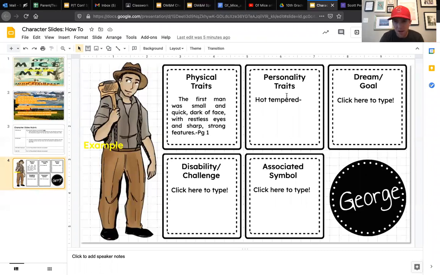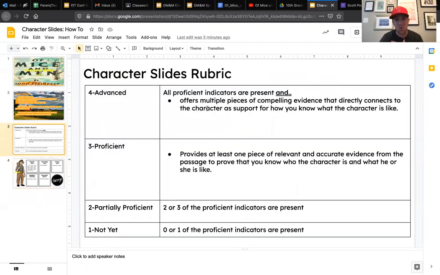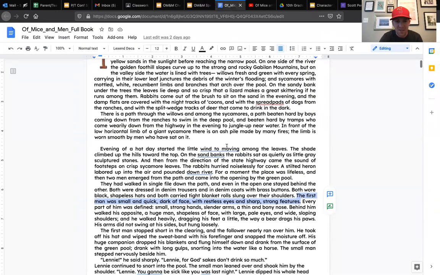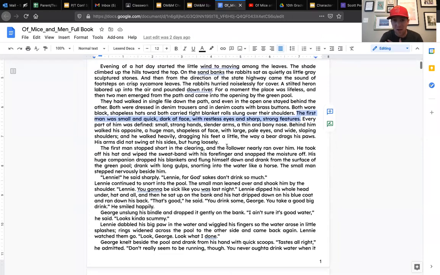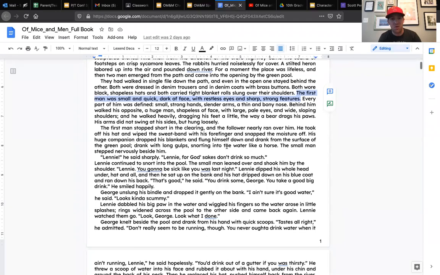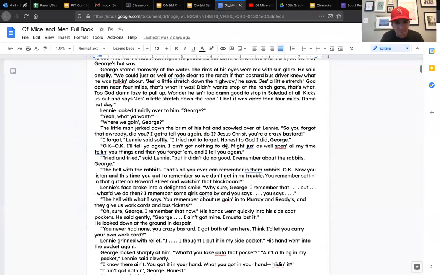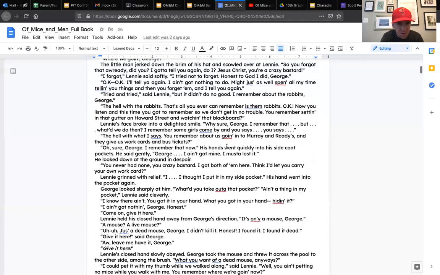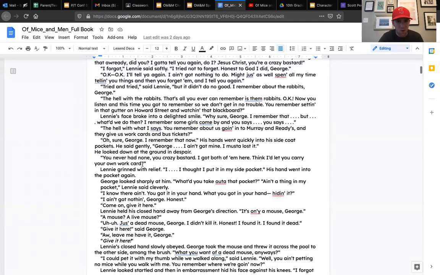And then we need to know personality traits. I know that George, having read this book several times, is hot-tempered. Now I need to find passages if I want to score a 4 from multiple pieces of evidence. I need to find passages that show him being hot-tempered. So I'm going to scan, having read this already. I would say read it once and then go do this work. And look for him being kind of angry. Ooh, right here. "You never had none, you crazy bastard." Saying stuff like bastard tips me into he's getting kind of mad.